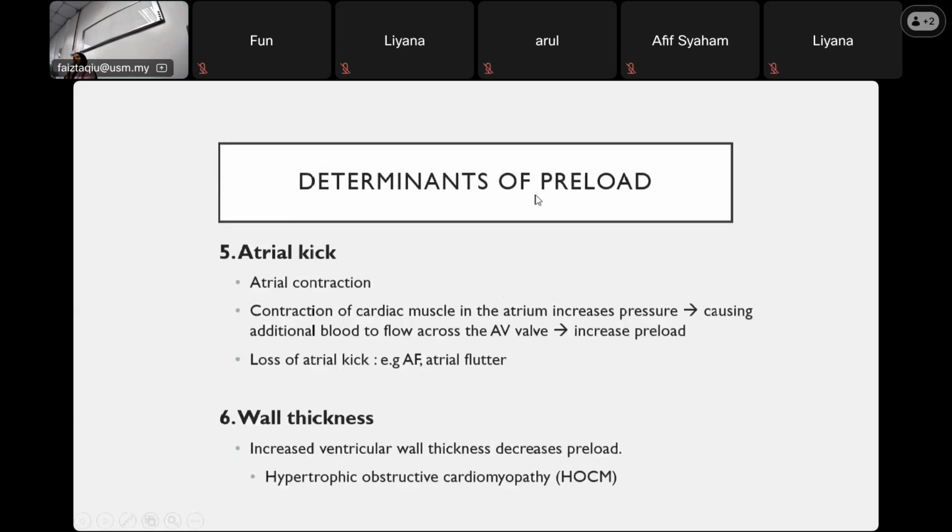Another determinant is atrial contraction. Contraction of the cardiac muscles in the atrium increases the pressure, causing additional blood to flow through the AV valve and increasing preload. So patients with AF and also atrial flutter will lose this atrial contraction. Next is the wall thickness. Increased ventricular wall thickness decreases preload, for example, in a hypertrophic obstructive cardiomyopathy patient.